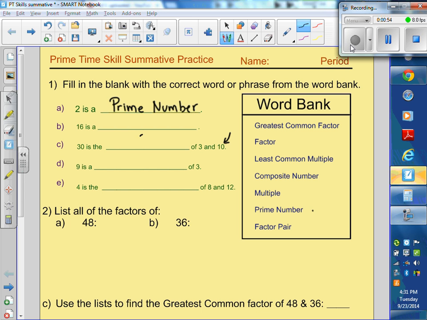30 is the what of 3 and 10. So 30 is, when you look at the numbers 3 and 10, it's not a factor, so you can cross that off. It is a composite number, but it wouldn't make sense to say 30 is the composite number of 3 and 10, so you can cross that off. It's not a prime number, it's not a factor pair, and it's not the greatest common factor. So it either has to be a multiple or the least common multiple. So to check that, you could just use a little scratch work.